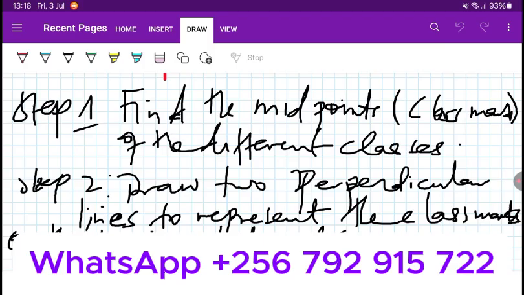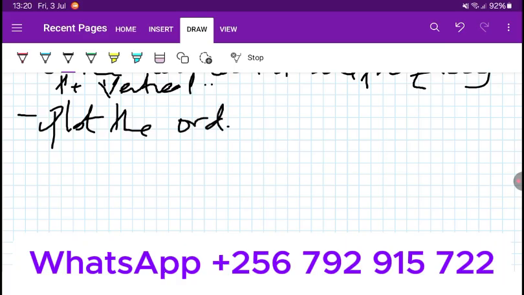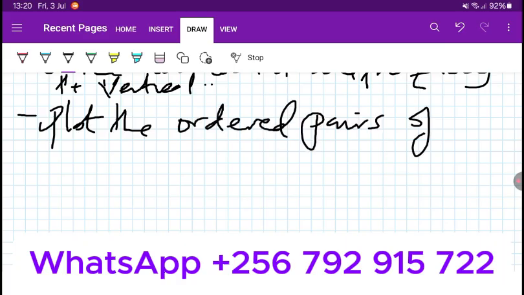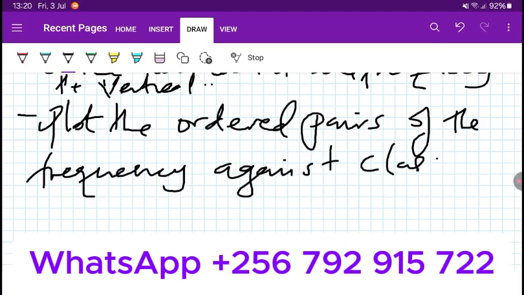And of course the last point is for us to plot the ordered pairs. Of course, we draw frequency against the class mark. The last point is for us to plot the ordered pairs of the frequency against class mark.